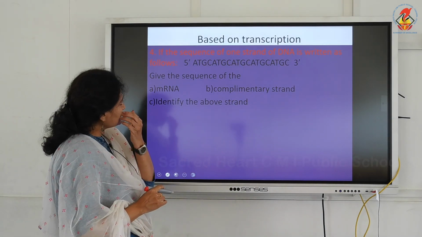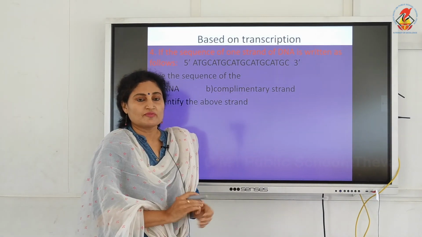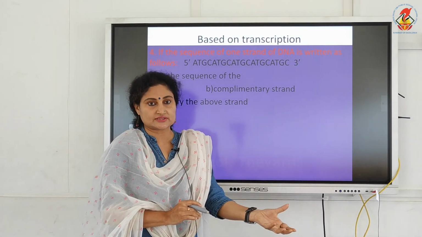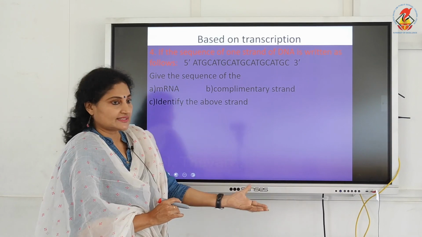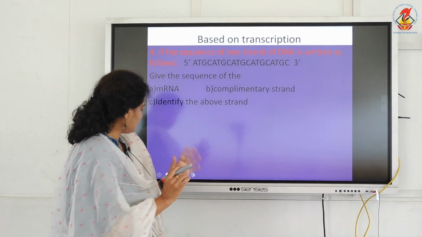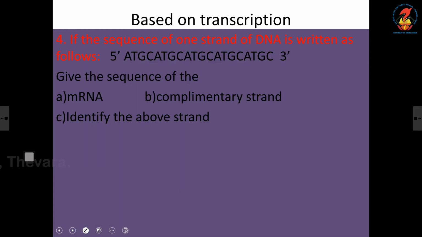Clear? So I hope you have understood problems related to Erwin-Chargaff's rule. These are the only possible problems. Moving on to the next concept, it's based on transcription. When problems come on transcription, it's usually the mRNA strand that is given to us, or the DNA strand that is given to us. It can be the template strand or the coding strand. So let me start off with reading the question.